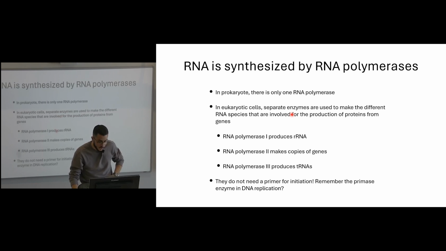And there's 3 different RNA polymerases, 1, 2, and 3. Again, same thing as DNA polymerase. The only difference is that they target different types of RNAs. Polymerase 1 produces ribosomal RNAs, polymerase 3 produces tRNAs, and polymerase 2 is the one that makes the messenger RNA, okay? And they do not need a primer to initiate. They can bind to the DNA directly.